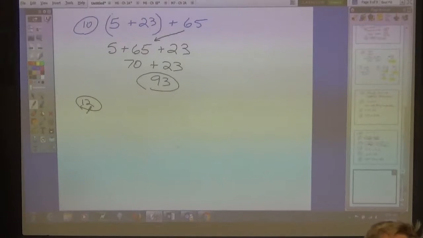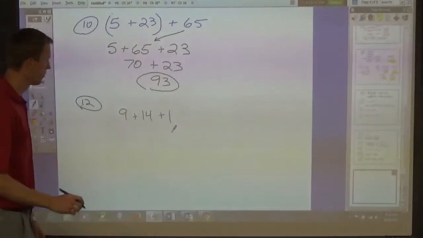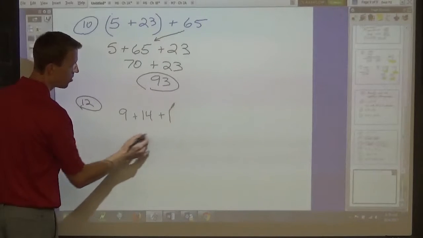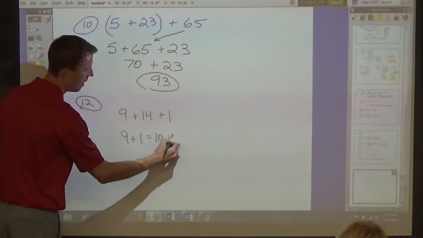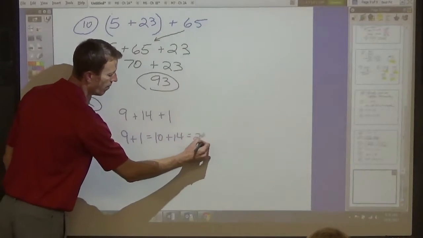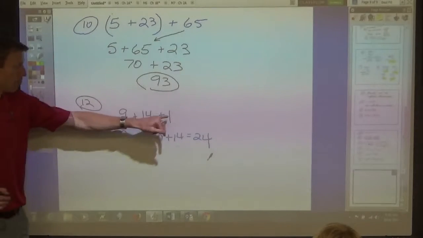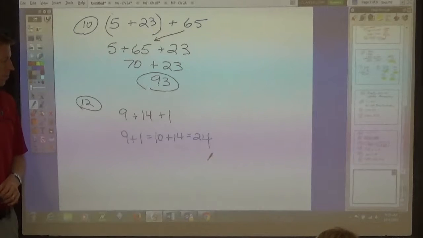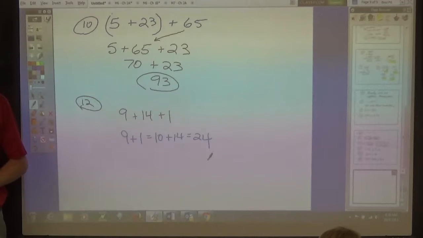I'll do one more for you, number 12. 9 plus 14 plus 1. So, again, you change the order and do 9 plus 1, that equals 10. And then plus 14, and that equals 24. And so that shows using the commutative property again. Okay? Page 71.